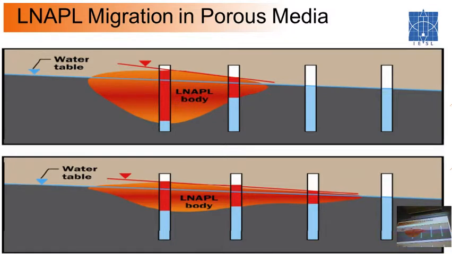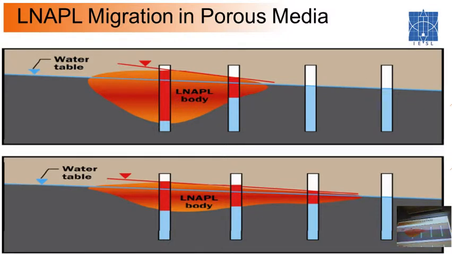So basically, in order for LNAPL to migrate, LNAPL has to displace the water and enter into the water at the pore space. The minimum pressure, the minimum force required to displace the water, is called the LNAPL pore entry pressure or water displacement pressure. So LNAPL has to overcome this entry pressure.